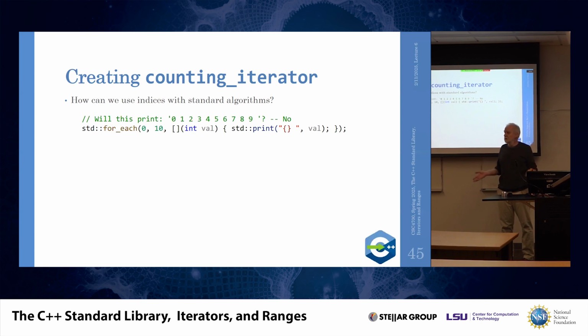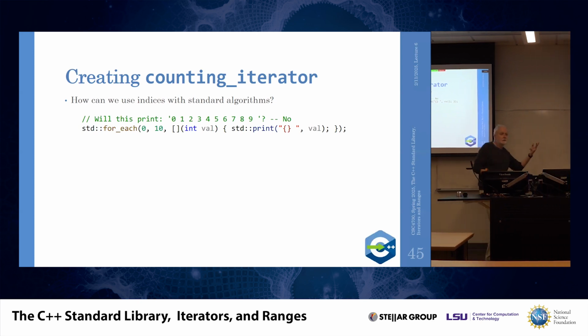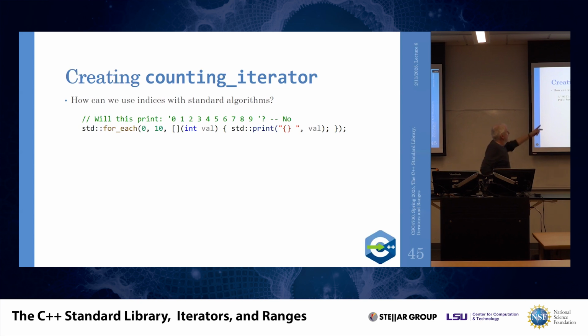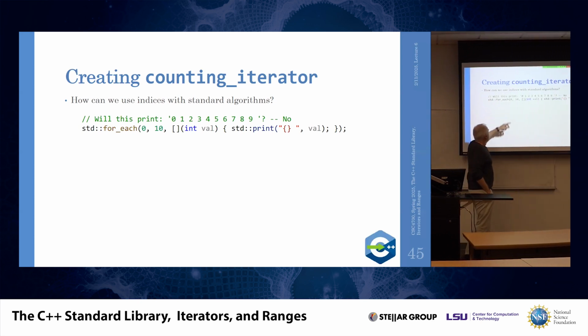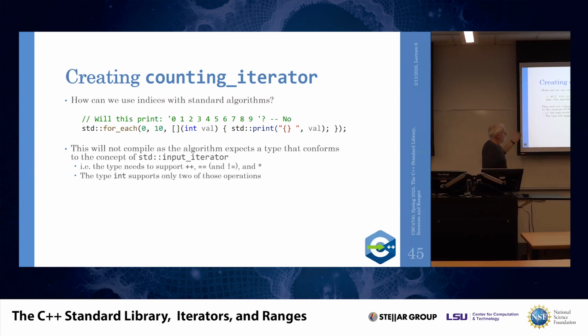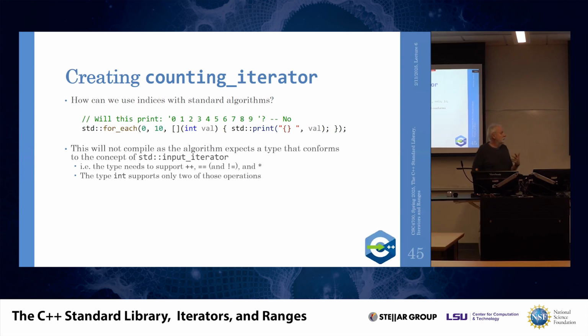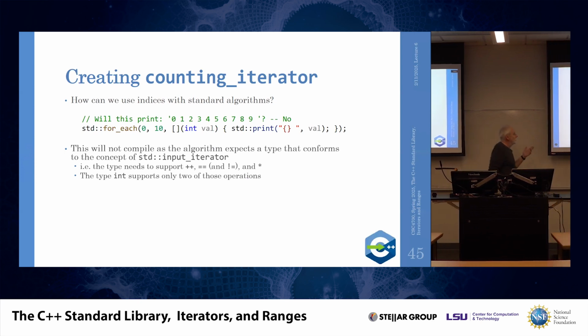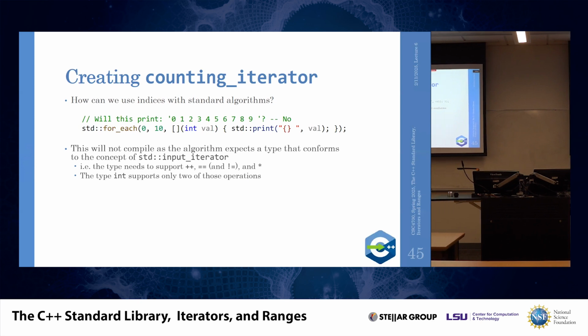What does for_each expect? It expects two iterators to be passed to it. Here I'm passing integers and not iterators. So this will not compile, as the algorithm expects a type that conforms to the concept of an input iterator for its first two arguments.